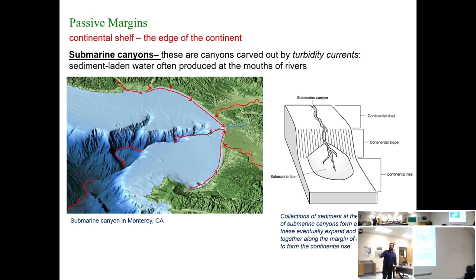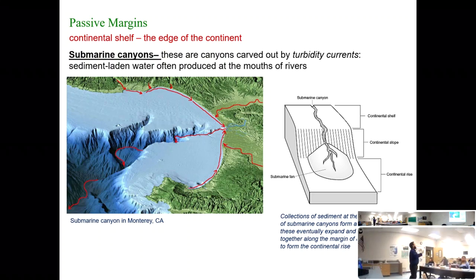These are carved out by things called turbidity currents. Does that word sound familiar to anybody, turbidity? Some of you came up and we measured turbidity of some water samples. Turbidity is just the amount of sediment in the water. So turbidity currents are really thick, sediment-laden waters coming out of the rivers. This river is carrying a lot of sand, silt and clay, and it's carving out these canyons. They're very erosive.